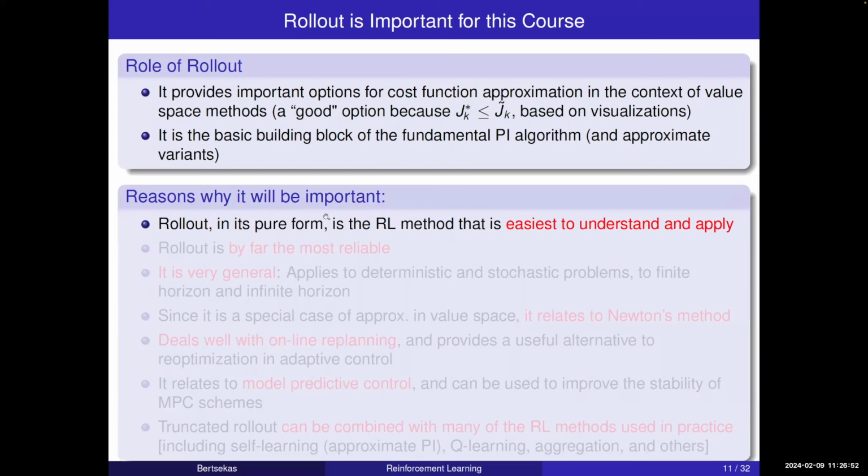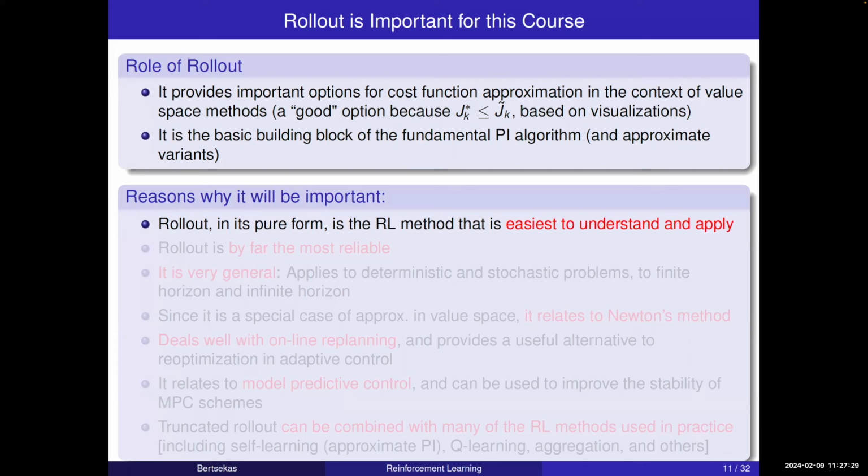In its pure form, it's the reinforcement learning method that's easiest to understand and apply. It's not hard to see why, given some base policy, you can make some kind of improvement just simply by doing a look ahead. Moreover, it's really easy to implement. It's easy to code. There are a lot of really complicated methods out there to solve very niche problems. And these methods, as complicated as they are, can be a bit flaky, as we call them, meaning they don't generalize well to other contexts. On the other hand, rollout is by far the most reliable.